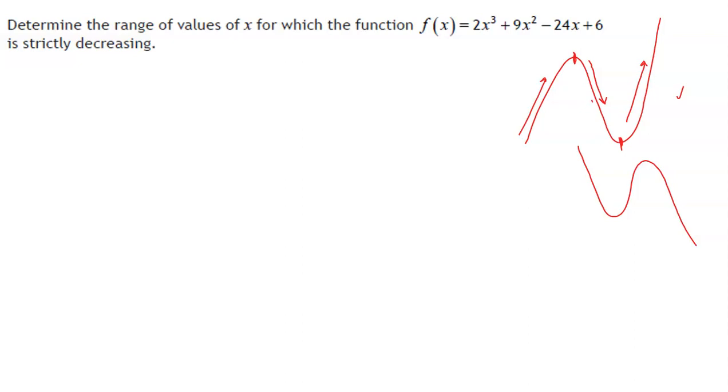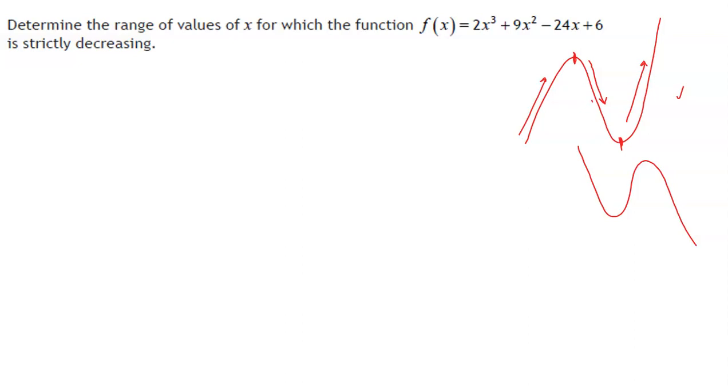Now, firstly, we want to find the turning points. Point to note here is we only need the x values of the turning points. We're only worried about it as it goes along. When is it decreasing? We're not worried about the rate of decrease or how much it decreases by or anything like that. In this question, we just want where is it decreasing. So we focus on the x values.